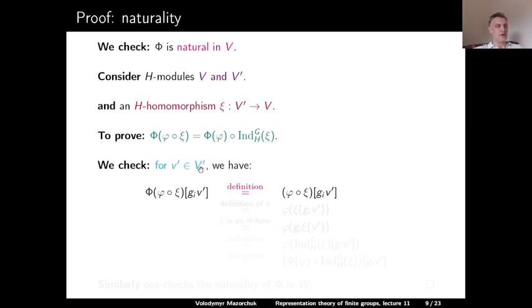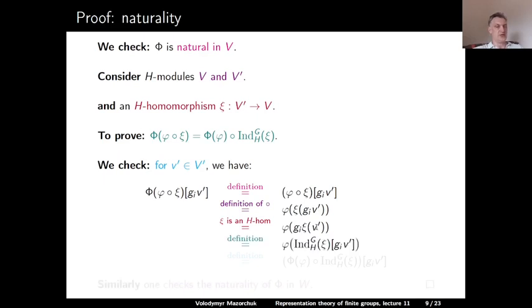For any element V prime in the capital V prime, we have that the image of the element GI V prime under the map capital Phi applied to little Phi after Xi is equal to little Phi after Xi applied to GI of V prime. In turn, this is equal to Phi applied to Xi of GI V prime. But Xi is an H homomorphism, so this is equal to Phi applied to GI Xi of V prime.